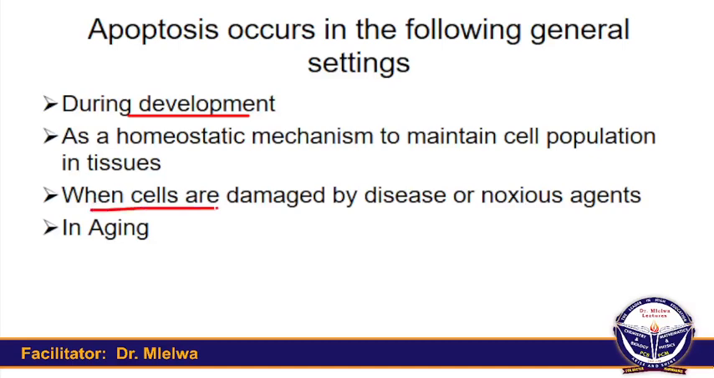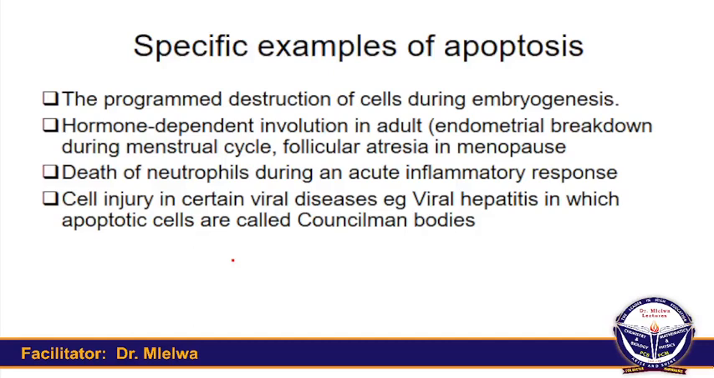Another factor is when cells are damaged by disease or a noxious agent. If cells are being damaged by disease, the body itself or other cells can decide to kill the cells, perhaps to prevent those cells from passing disease to other cells. The cells kill themselves so that other cells do not get the disease. That is also apoptosis. It can also occur due to aging. Once cells are old, after aging they can undergo programmed cell death and finally die by apoptosis.